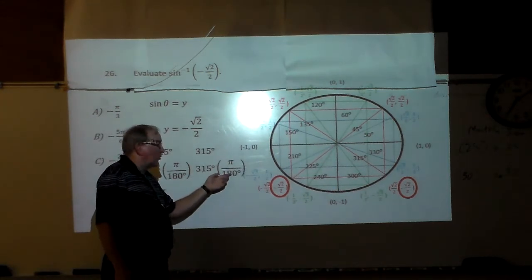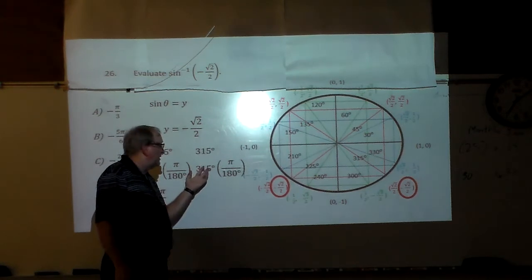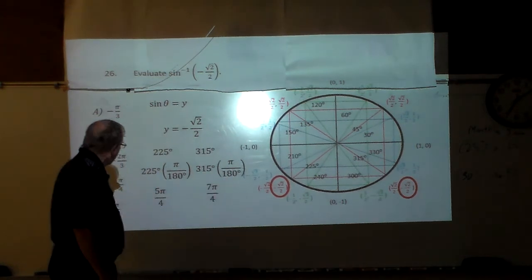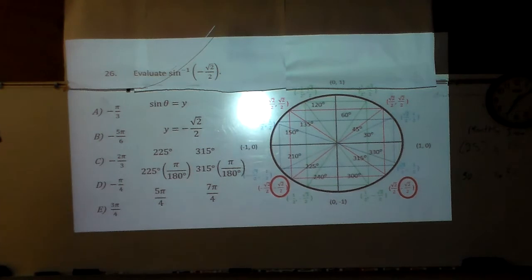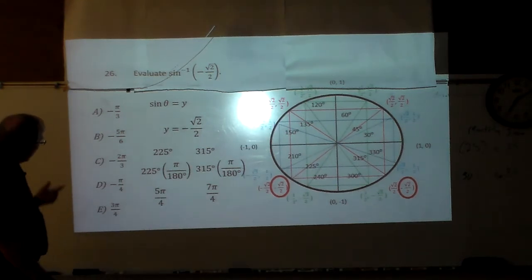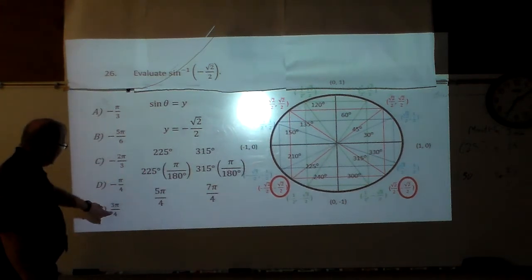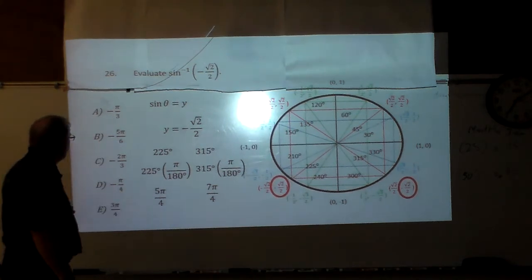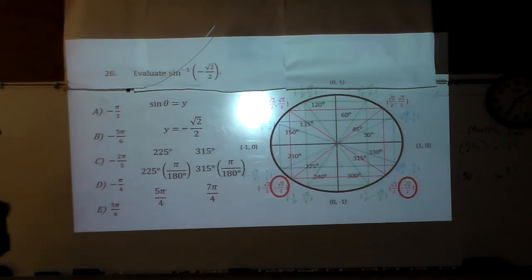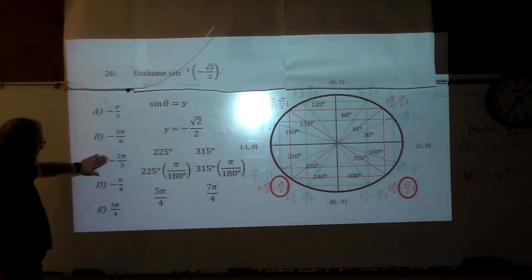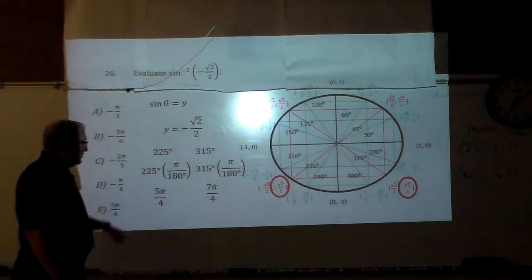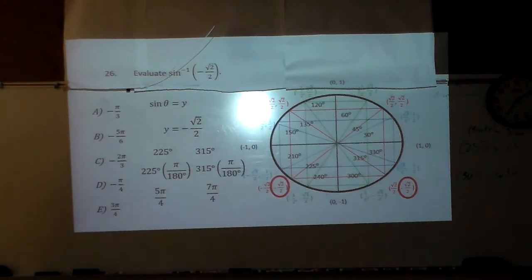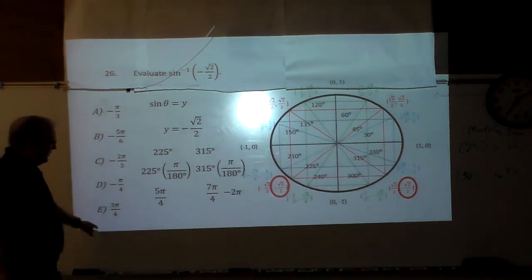315 times pi over 180. Well, 45 will go into 315 7 times, divided by 4. 7 pi over 4 is not here. Oh, hey, wait a minute. So let's try coterminal. Meaning, let's either add or subtract 2 pi. Well, see how my biggest number is 3 pi over 4. Let's minus 2 pi. Now I can minus 2 pi from this one, but I'm pretty sure my answer is not going to be A, B, or C because all my answers are in what? 4's.